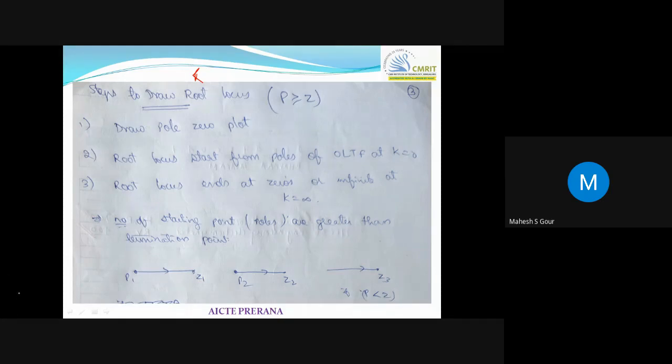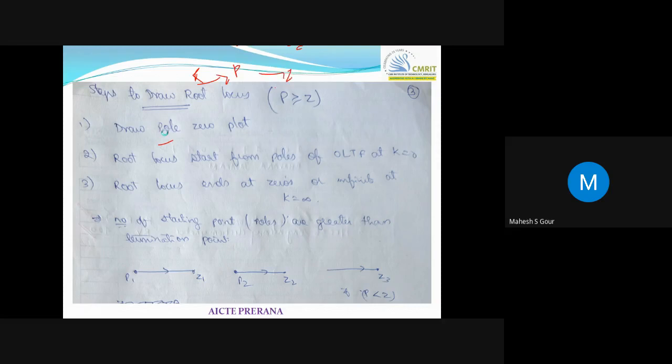See, in between I want acknowledgement from your side. Why? Because I need to confirm that it is audible and everything is clear. Okay. So the root locus starts from poles and terminates at zeros, right?